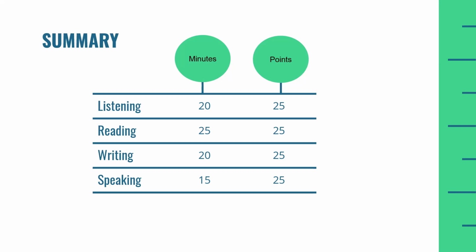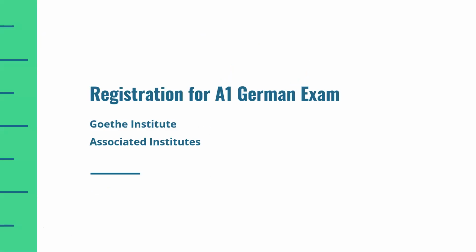In the writing section, we have 20 minutes, and in 20 minutes, we can score 25 points if we write all the requested information in the correct way. In the speaking section, we have 15 minutes and we can score 25 points, which means that there are a total of 100 marks or 100 points of the exam. And to pass the Goethe Institute exam of A1 level, we must score at least 60 points or 60 marks out of 100 marks.